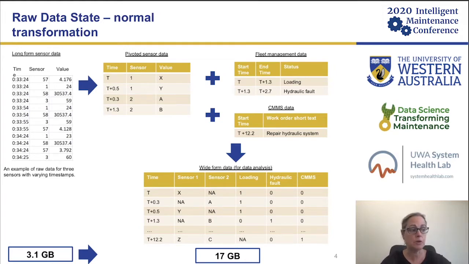To this data, we still need to join the fleet management data. This is ordered by time, with each row containing a start and end time, and these must be matched between the fleet management records and the sensor data. As you expect, the timestamps do not match exactly. And data must also be drawn from the maintenance work orders in the computerized maintenance management system and matched at the right time. When we do this, the file size resulting from conventional pivoting and alignment of time becomes 17 gigabytes for a single excavator for 9 months. In addition to the size issues, the pre-processing like this also results in many rows with at least one NA value. These NA values cause complications later in the modeling stage.